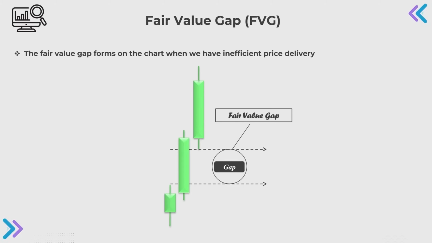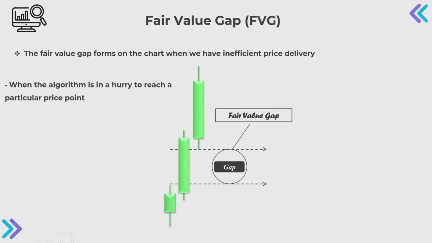In the IPDA, the fair value gap forms on the chart when we have inefficient price delivery. This happens when the price moves quickly in one direction only. This inefficient delivery of price leaves behind liquidity voids and unhealthy price action, which the algorithm will seek to rebalance and fill. Fair value gaps are typically formed within a 3-candle sequence and are easily noticeable on the chart.